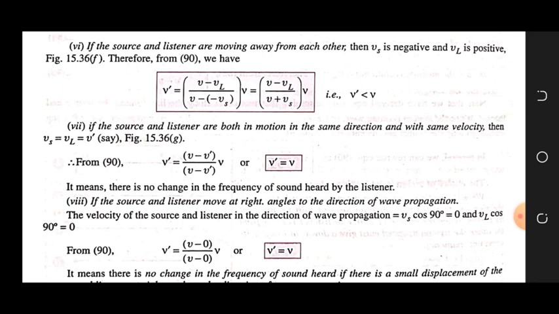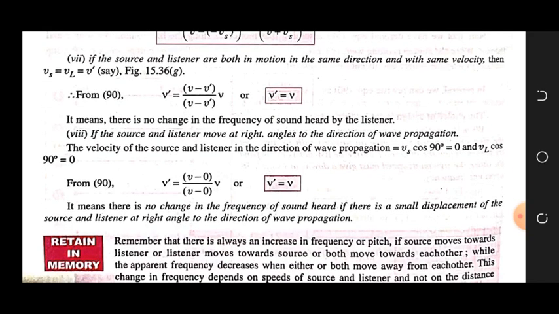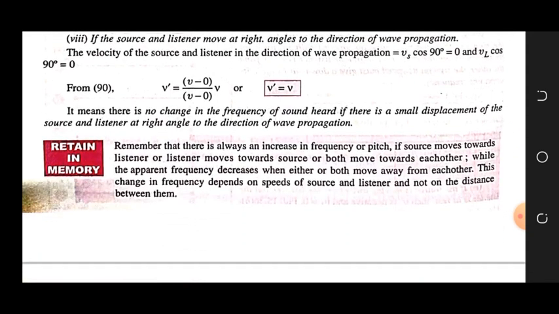Next, if the source and listener move at right angles to the direction of propagation of the wave, in that case also, we can write Vs cos 90 in the direction of Vl, so that is 0. Obviously Vl cos 90 is also 0. In that case we will again get the same frequency, so there will not be any change in the frequency heard if both are moving at right angles to the direction of propagation.